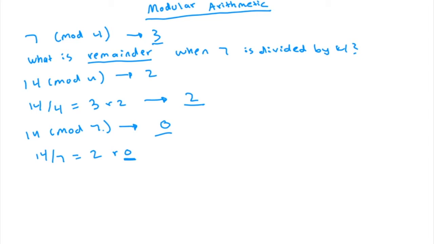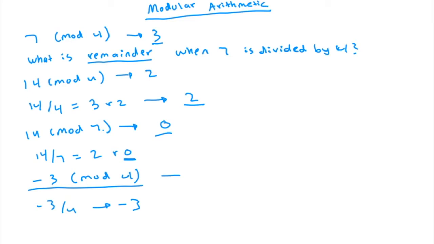Now, one last type of example is, say we are asked to compute -3 mod 4. Whenever you have a negative in the modular expression, what it is asking you to do is, what is the remainder when -3 is divided by 4? In this case, -3 is less than 4, so we will end up with a remainder of -3 itself. However, this -3 can be converted into a positive value.